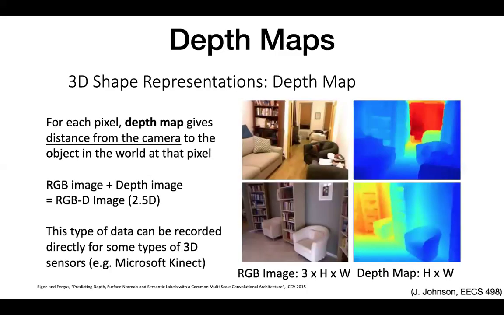So what is a depth map? A depth map is a 3D shape representation that augments an image with the geometry from the point of view of the camera. So for each pixel, the depth map gives the distance of the object that is seen from a ray that emanates from that pixel from the camera. So basically, in the coordinate system of the camera, we have the sampled geometry information along the rays.